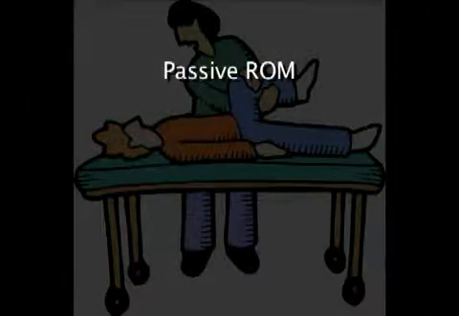Passive range of motion is movement within the unrestricted range of motion for a segment that is produced entirely by an external force. There is little to no voluntary muscle contraction.